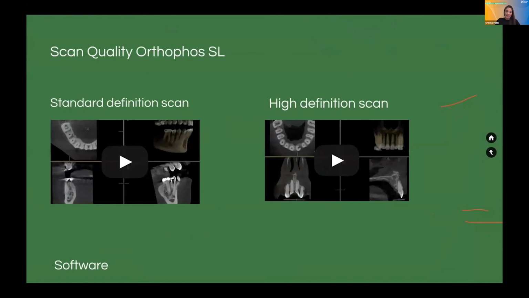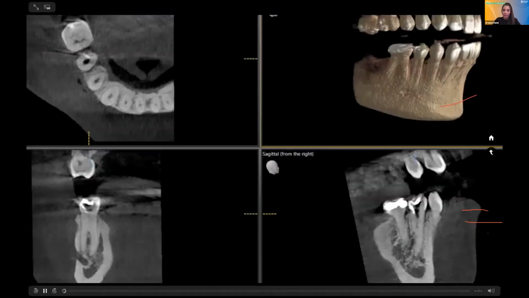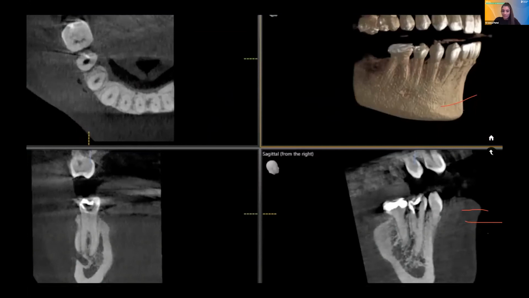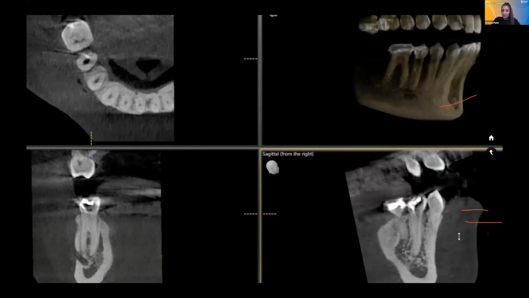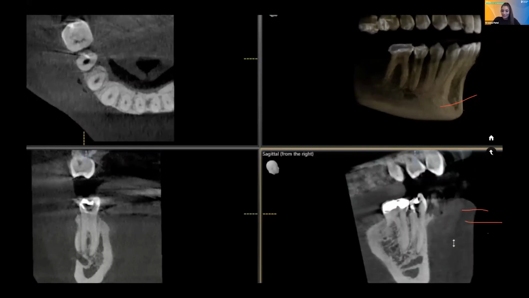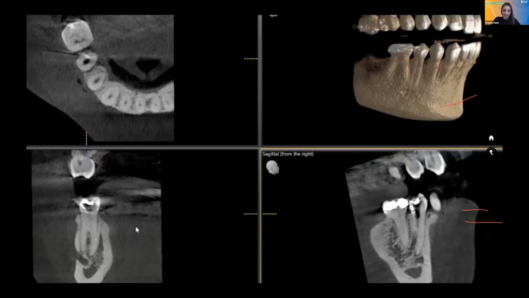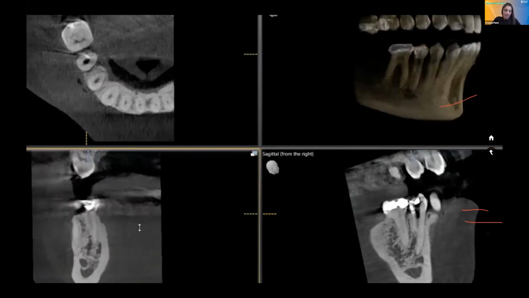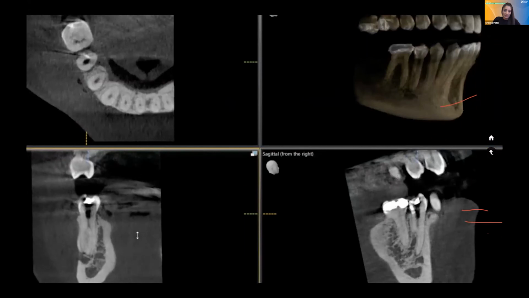So this is a standard definition scan on the Orthophos SL. So it's fairly good. I can see what I want to see. What I'm looking at here is a 3-rooted premolar. I can see there's more than one root here. It's fairly close to the ID nerve. I'm looking through the images, not loads and loads of detail. It's okay.